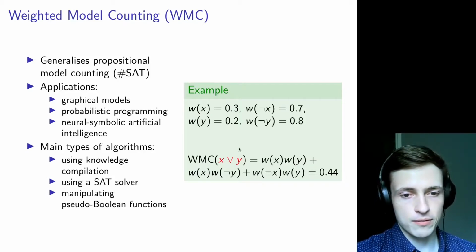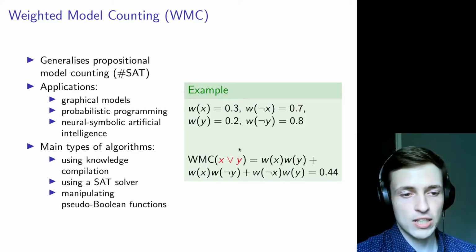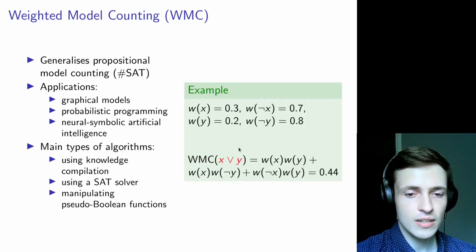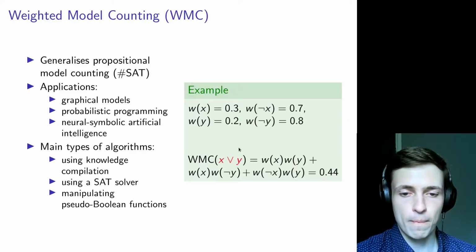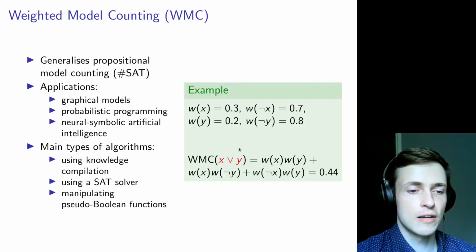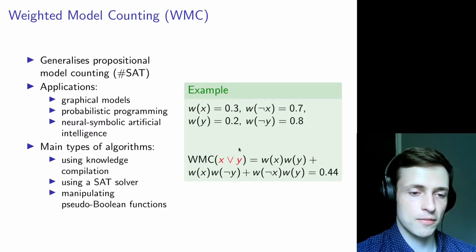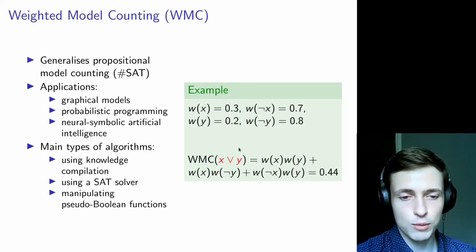WMC algorithms come in 3 main flavors. First, we have those that are based on knowledge compilation. So they transform the original formula from CNF to some more restrictive format, which allows for various operations to be performed more efficiently. Another option is to use SAT solvers, and the third type of algorithms manipulate some representations of pseudo-Boolean functions.